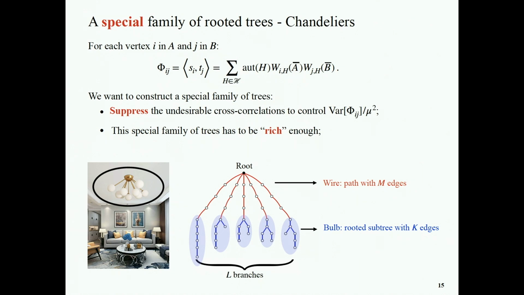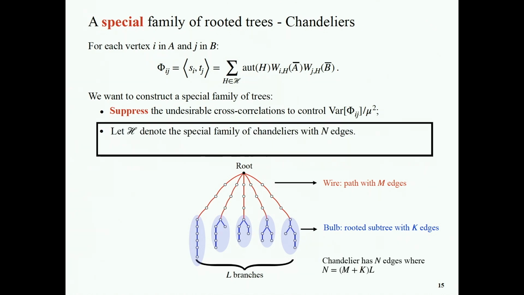Okay? And one thing we notice is that as long as we pick the size of the bulb to be much larger than the size of the wire, then we have enough freedom at the bottom of the trees so that we can still ensure that this family is almost as rich as the family of all trees. Okay. So then the second requirement is satisfied. And then I will show you some intuitions in the last few slides for why picking this special structure of chandeliers can control the undesirable cross-correlations. But let's first assume that this is the correct way to pick the special family of trees.